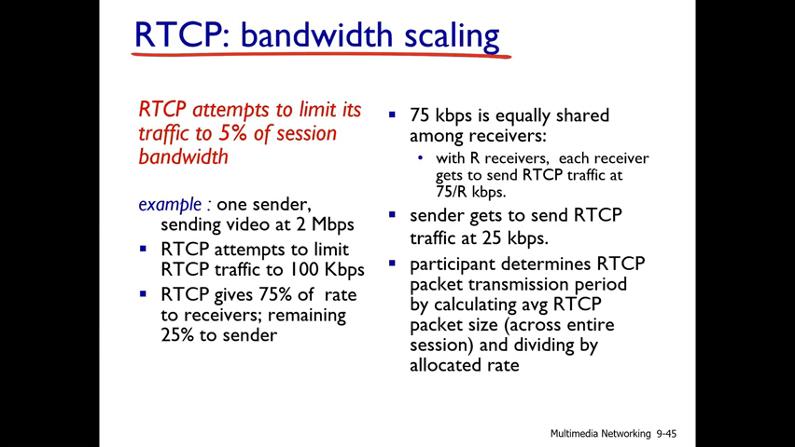Then all the senders will get the RTCP traffic with 25 kbps, because I told you 75% will go for your receiver. So 75% has gone for your receiver, and whatever 25 kbps remains will go for your sender side. If it goes like this, then RTCP can attempt the limit of 5% of your session bandwidth.